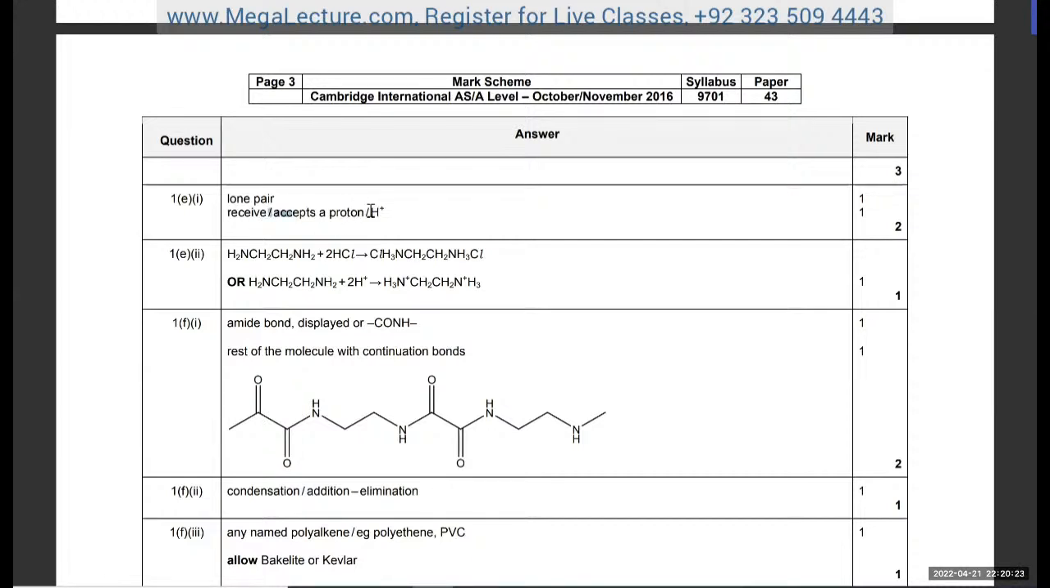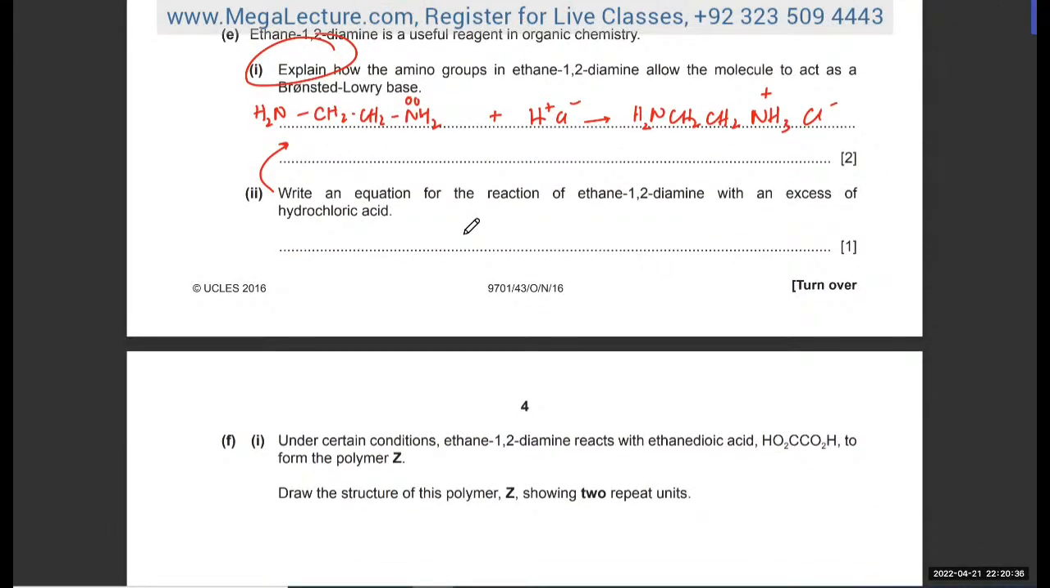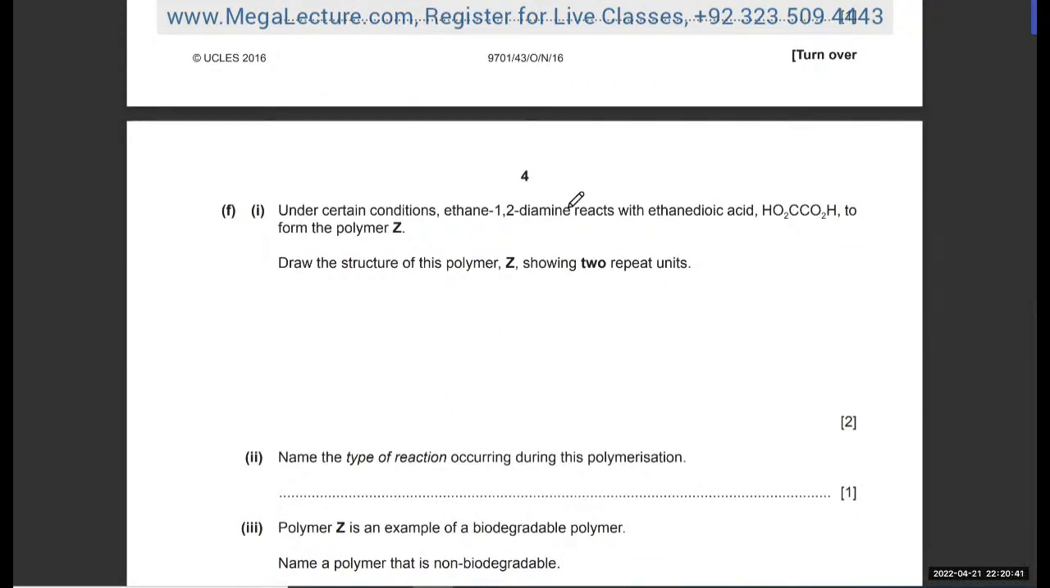They were talking about a base. How is it behaving as a base? So I think it was important to write that it accepts a proton, or you should have written that, in this explanation. The equation is over here. Now the next part is under certain conditions, 1,2-diamine reacts with the carboxylic acid. Draw the structure of the polymer.